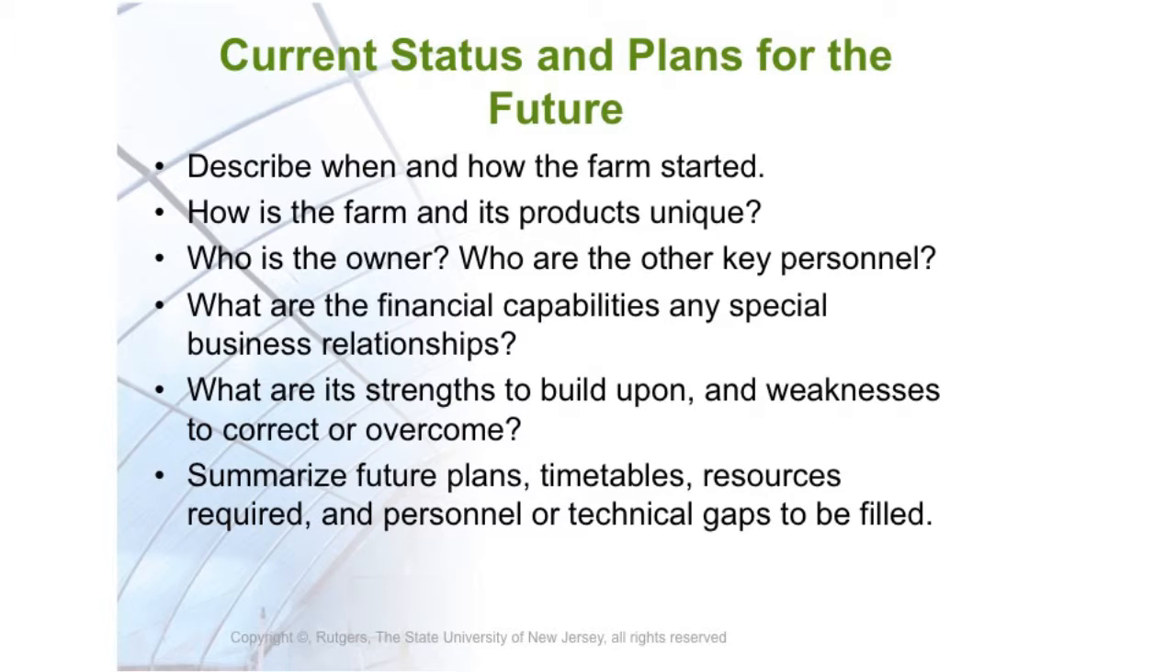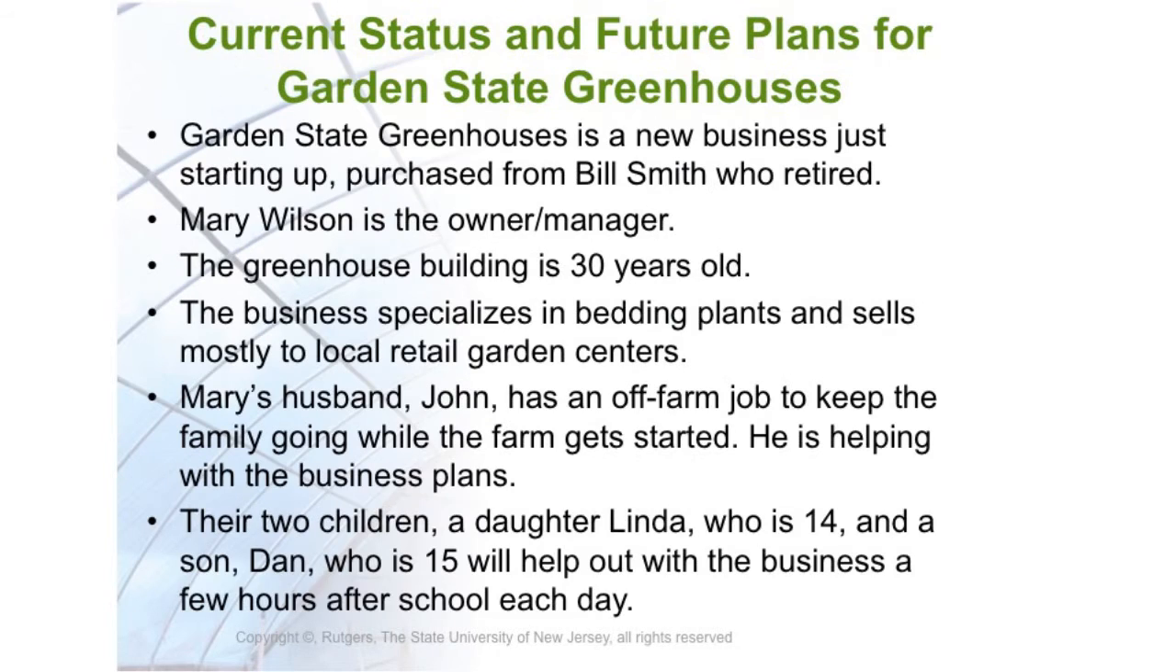Then we start thinking about the future. We also want to give a history of when and how the farm started, what is unique about its products, who's the owner and the key personnel, what are the financial capabilities and special business relationships, what are the strengths that I'm going to build on, the weaknesses I want to correct, and then we mentioned all the timelines and technical gaps for the future.